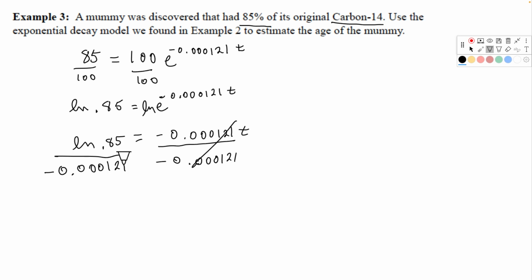That's not right. Let me try this again. Natural logs. Clear. Natural log of 0.85 divided by 0.000121. And I'm going to ignore the negative. I come up with, it's a pretty young mummy, 1,343 years.